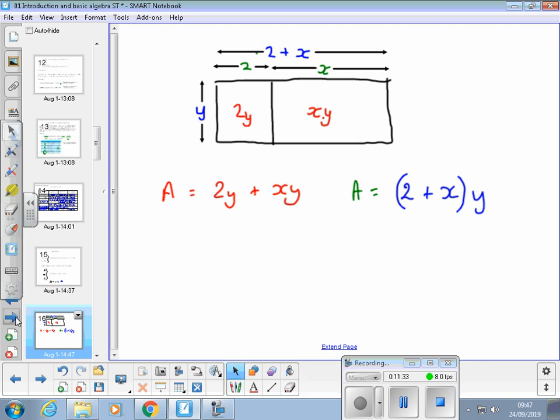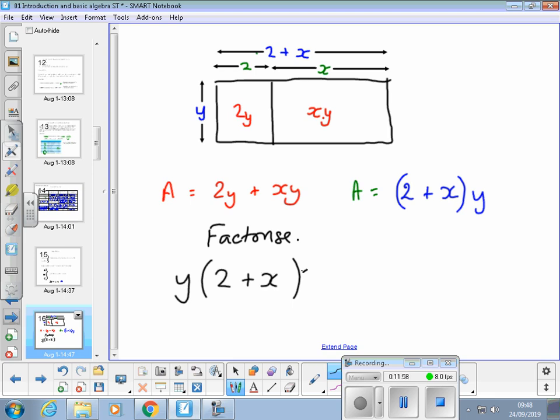Now, if we factorise this one, what do we get? How would you factorise that? Factorise means take common factors outside brackets. Y on the outside. Oh, look at that. Yeah. So we've taken the expression that way, we've factorised it, we've ended up with that one.